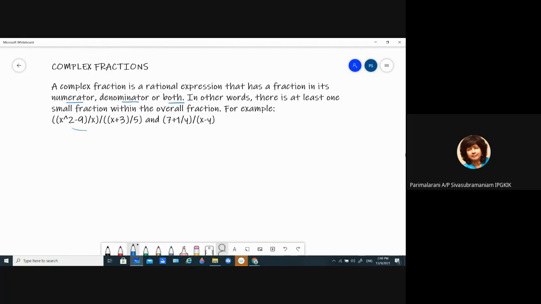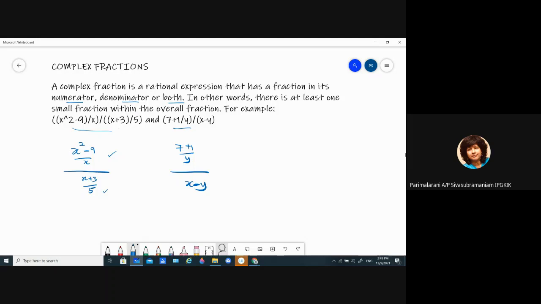For example, this one here is (x squared minus 9) over x, divided by (x plus 3) over 5. This is a complex fraction because we have a fraction in the numerator and a fraction in the denominator. So there is a fraction inside a fraction. The second example here is (7 plus 1 over y) over (x minus y). This is also a complex fraction because we have a fraction in the numerator. Either one is also a complex fraction.